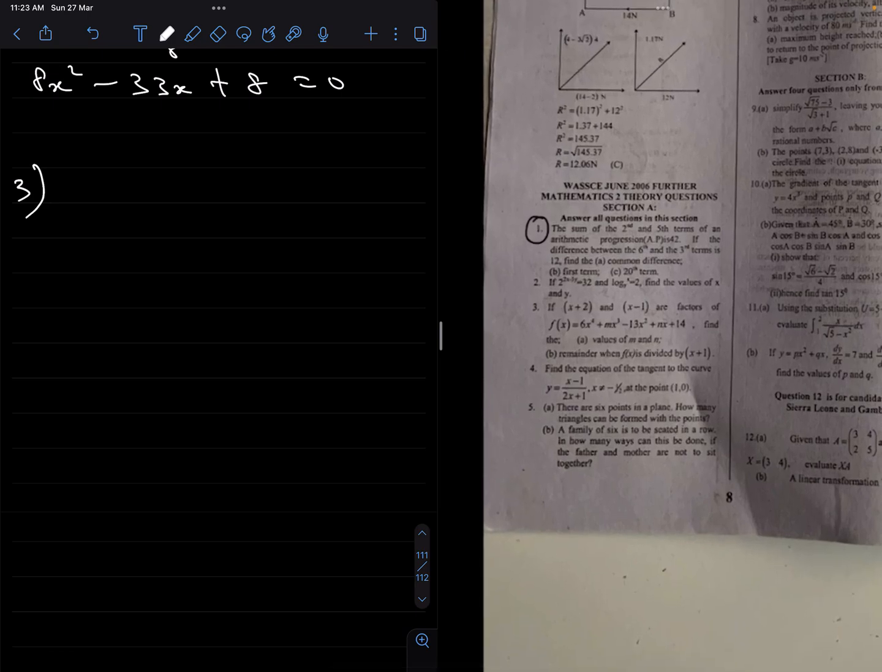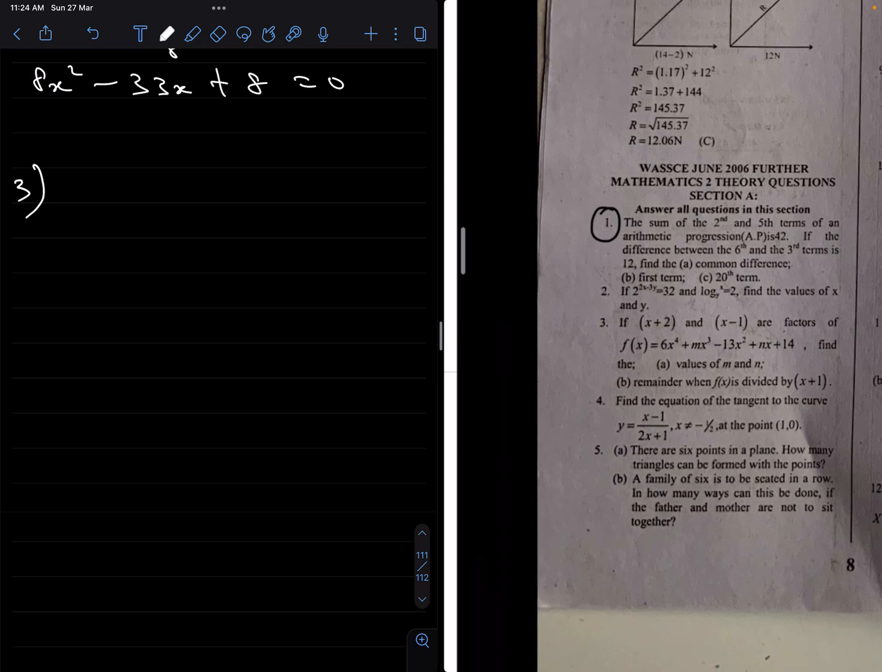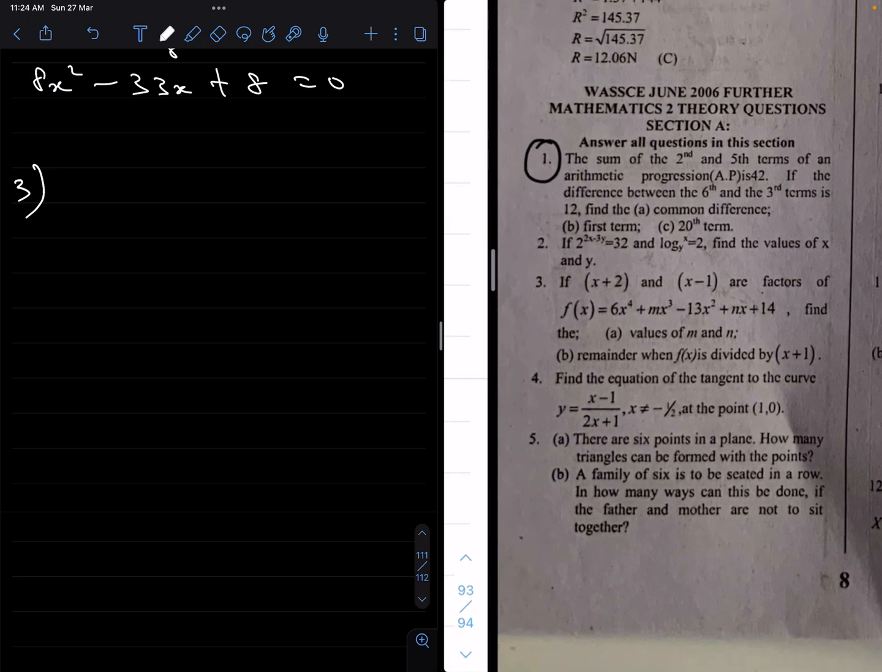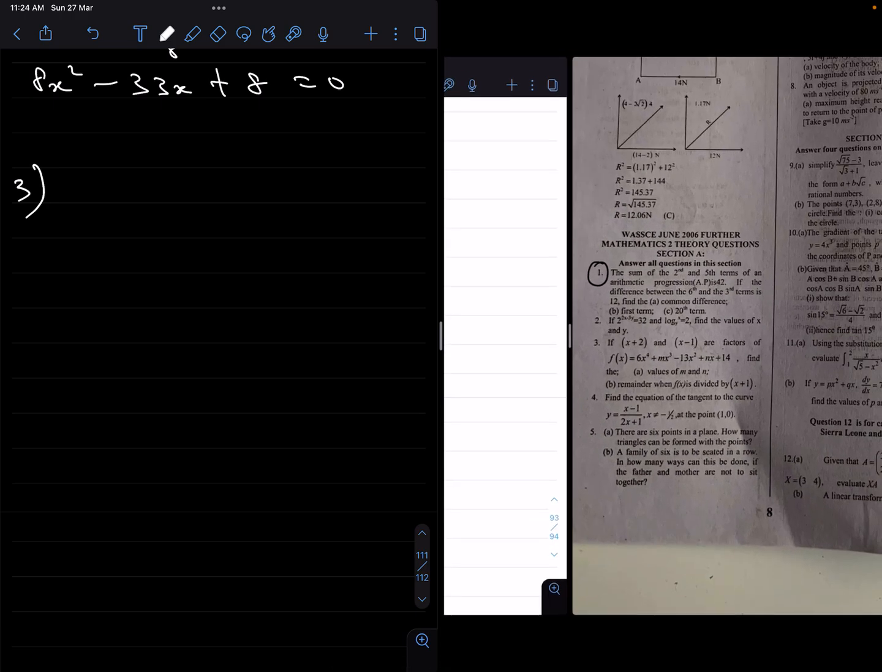The sum of the second and fifth terms of an arithmetic progression is 42. Yes, we've done it now. T6 minus T3 equals 12. I mean, it's found 12, the common difference as 4, and this one too. Are you sure? Yes, we've done it now.